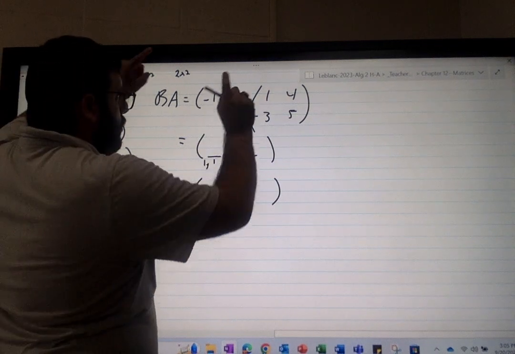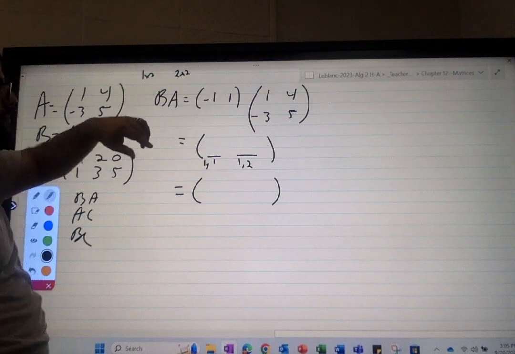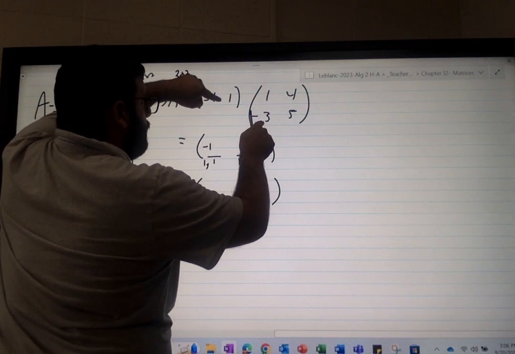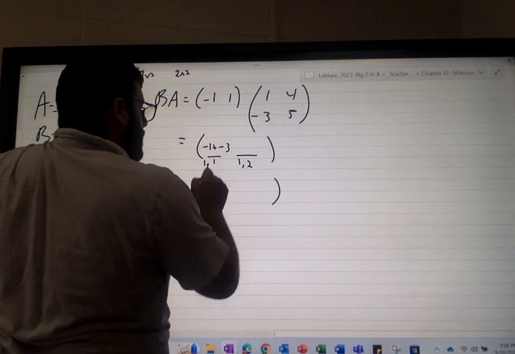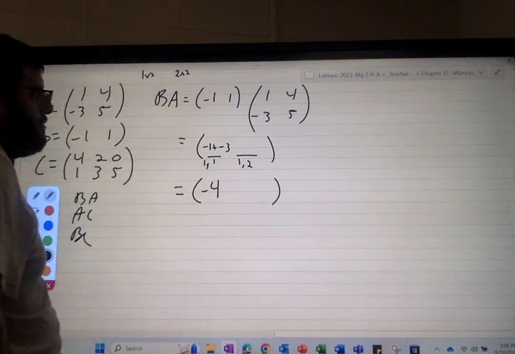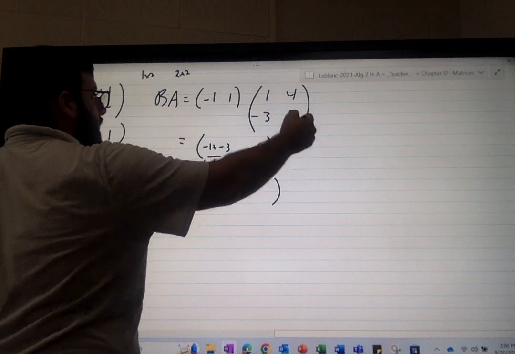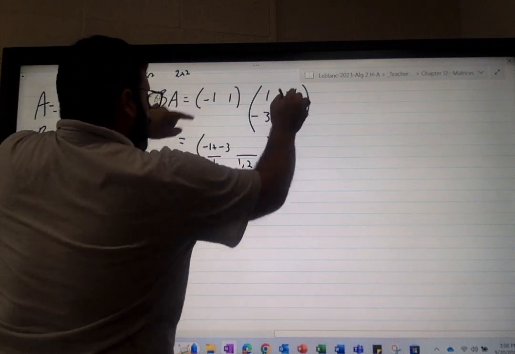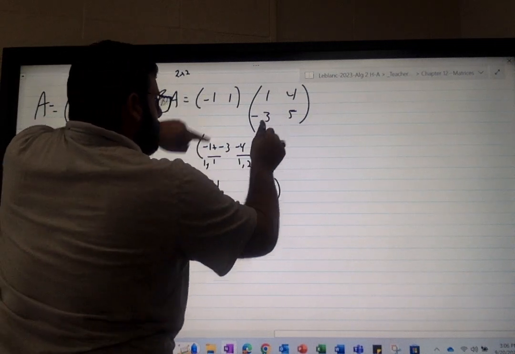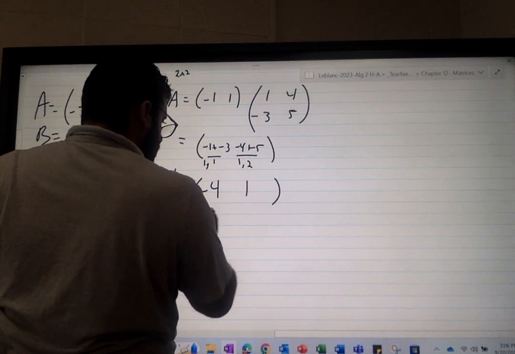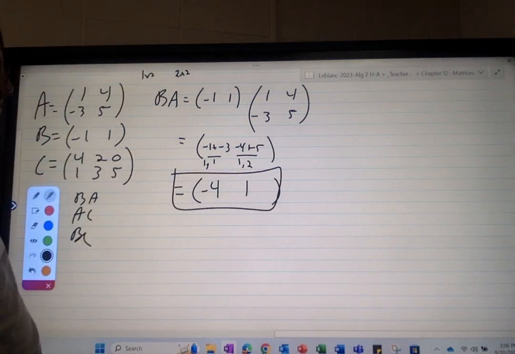So, I'm going to multiply the pairs and add them up. So negative 1 times 1, and then 1 times negative 3, add them together, and I get negative 4. Next up, I have the first row, or the only row, and the second column. Negative 1 times 4, 1 times 5, negative 4 plus 5 is 1. There's my product. And notice that it is a 1 by 2 matrix.